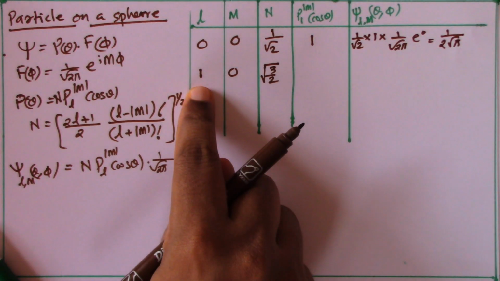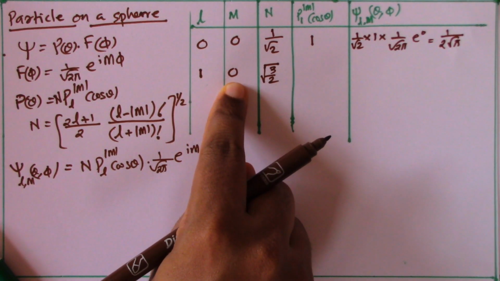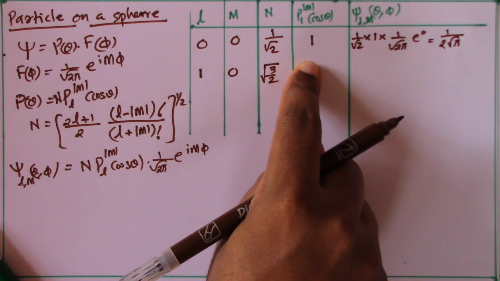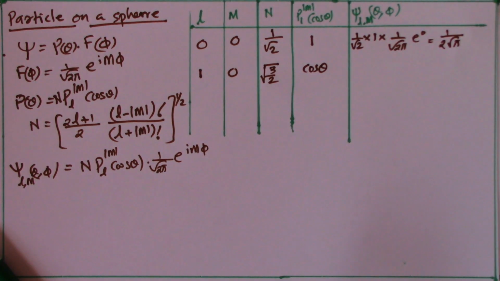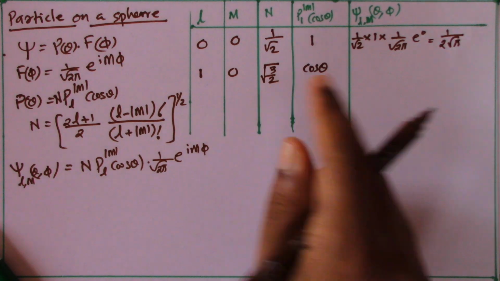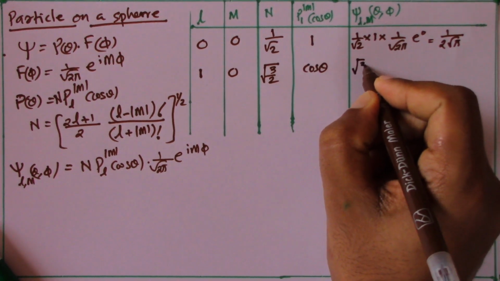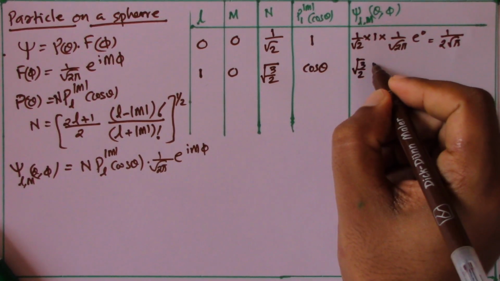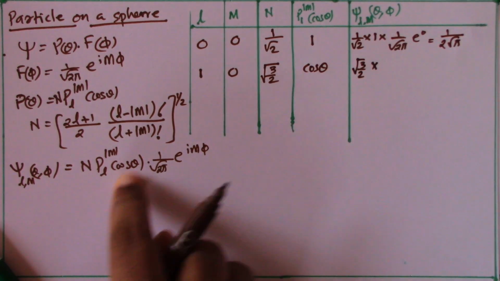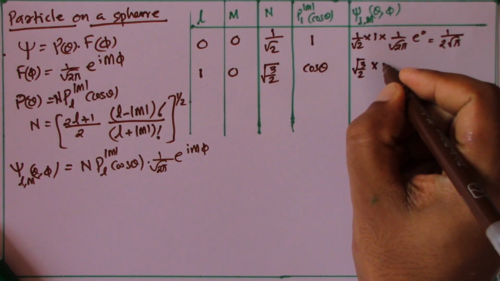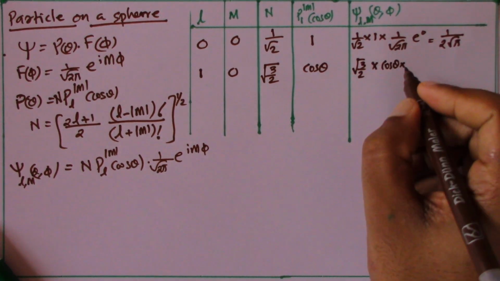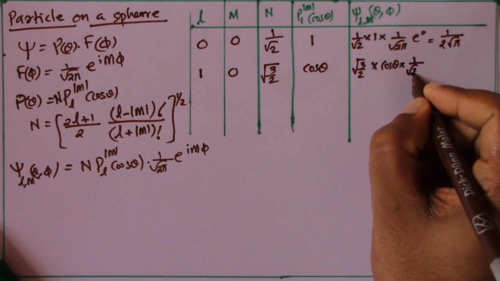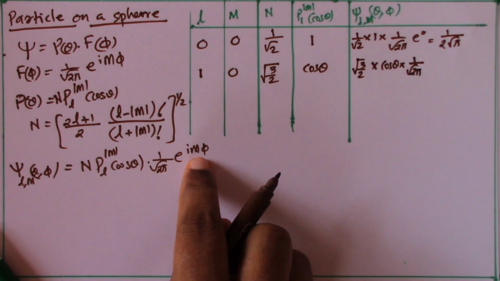And for L is equal to 1 and m is equal to 0, you know what is the value of PLM cos theta, that is equal to cos theta. You have already done this. So the complete wave function in this case is equal to N, that is root of 3 divided by 2, into PLM cos theta, which in this case is cos theta, into 1 divided by root 2 pi, into e raised to i m phi.